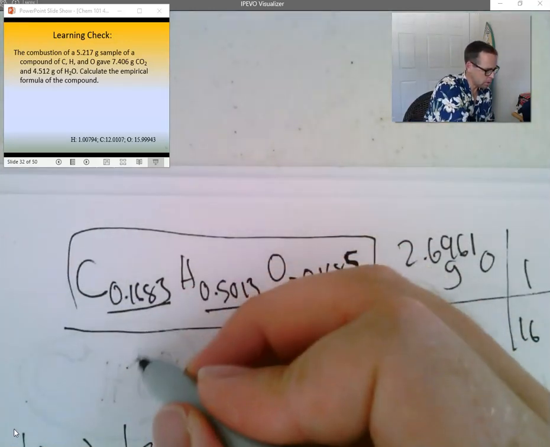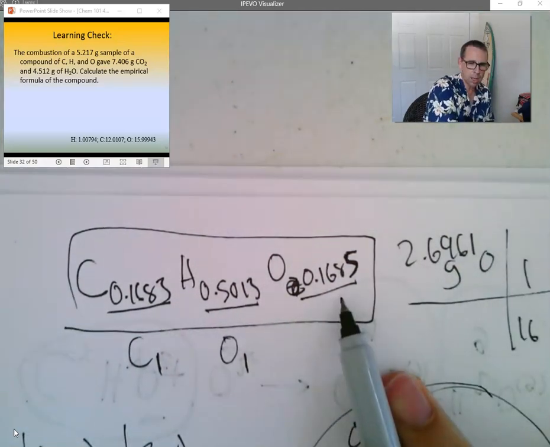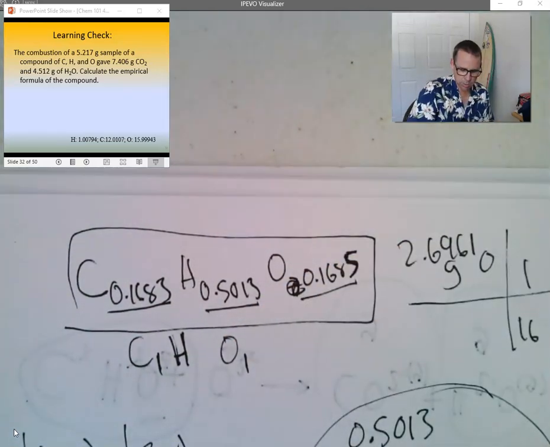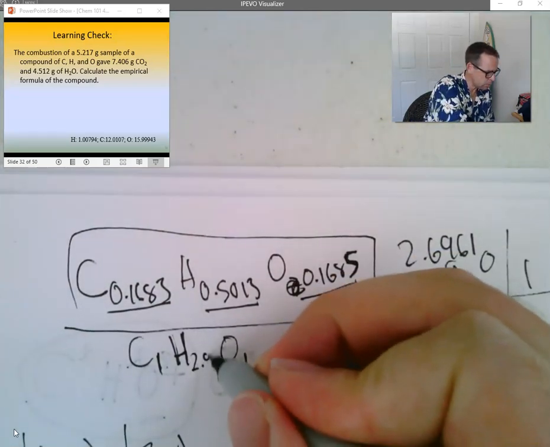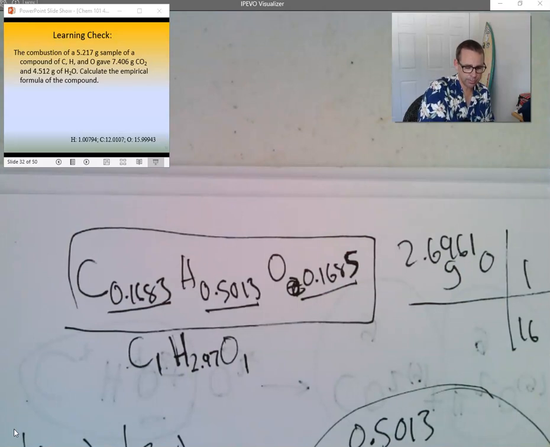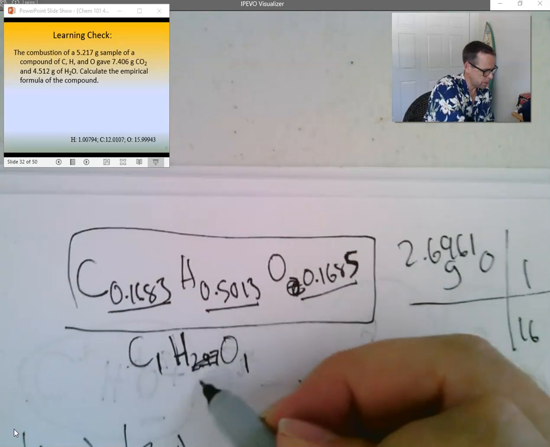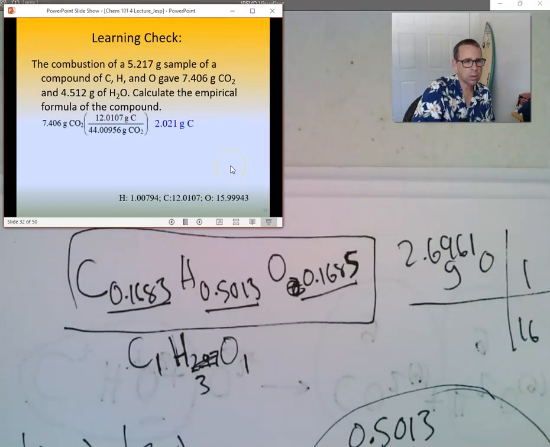So I know that carbon is going to be 1, and the oxygen is going to be close enough to 1 too, right? So the hydrogen is the only one that I really have to do. If I do 0.5013 and divide it by 0.1683, I get 2.97, which is pretty close to 3. So my empirical formula is CH3O.